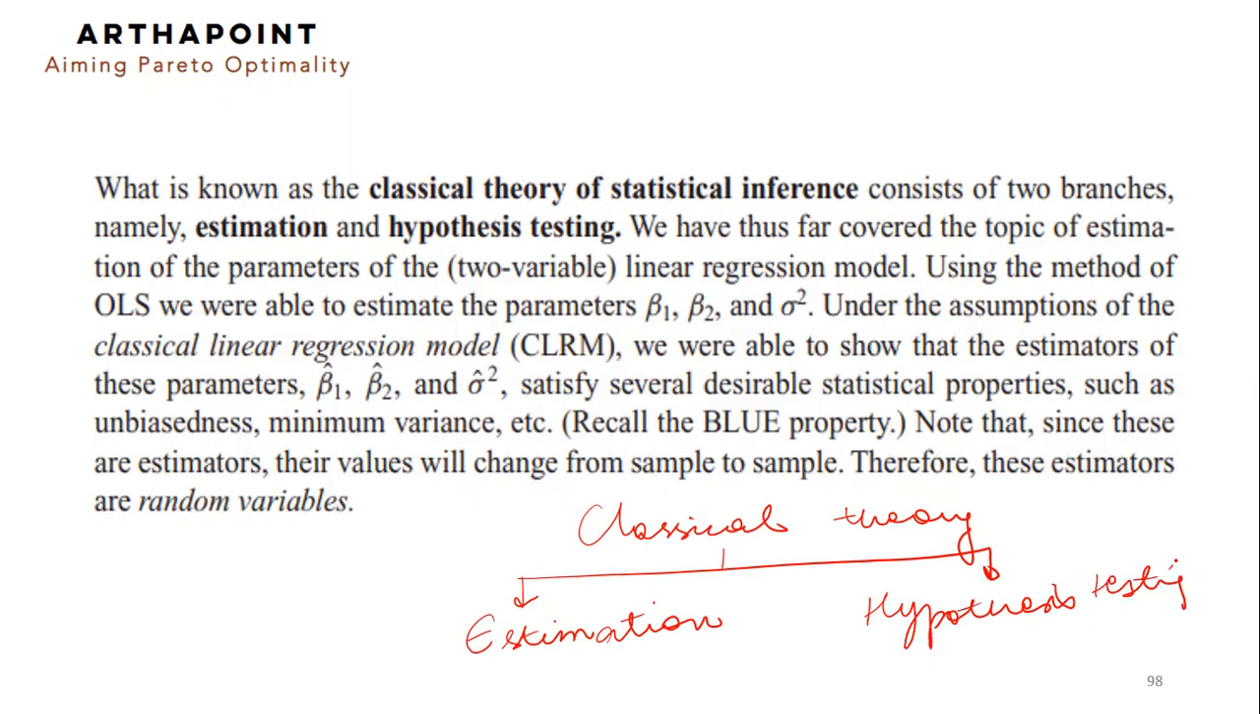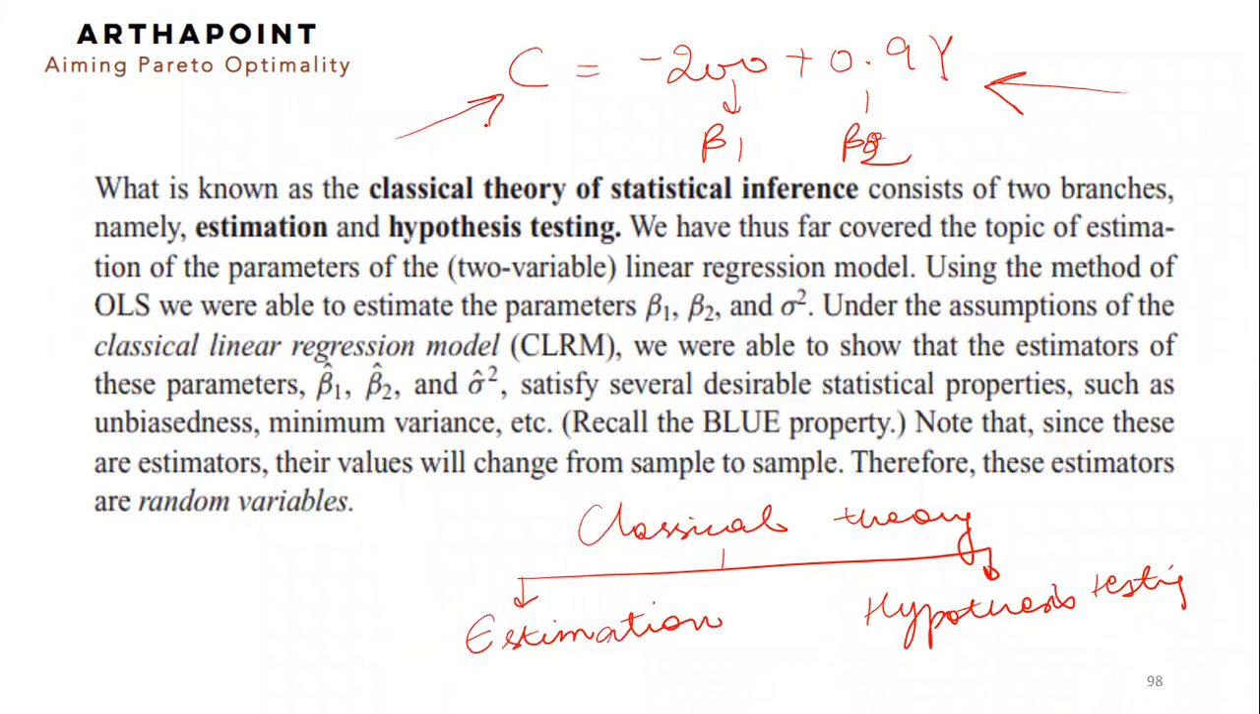Estimation is when you estimate these betas. So for example, this is what we have been doing in the previous modules. When you go ahead and say that your consumption is minus 200 plus 0.9 Y, you are estimating beta 1, you are estimating beta 2. For any value of income that I give to you, you will be able to tell me the amount of consumption that is going to take place. That is estimation. Estimation is understanding and calculating what is beta 1 and what is beta 2.